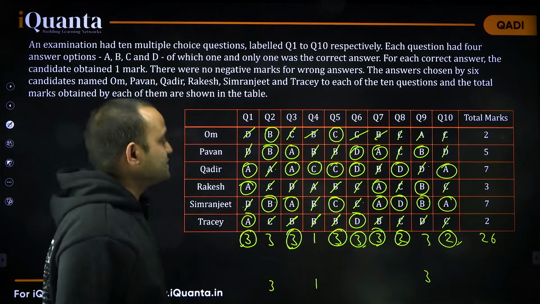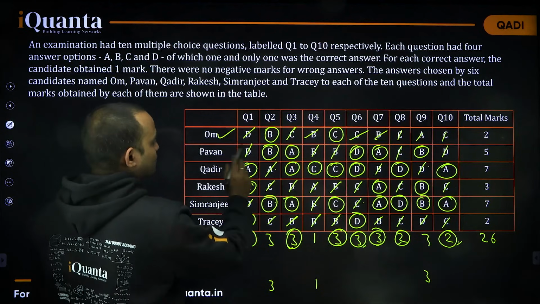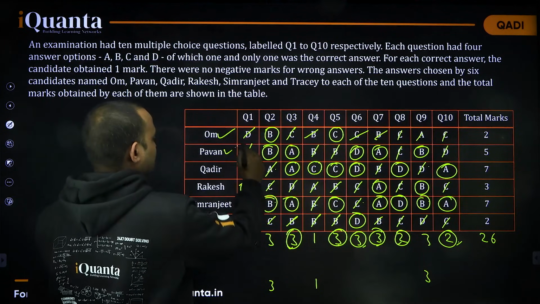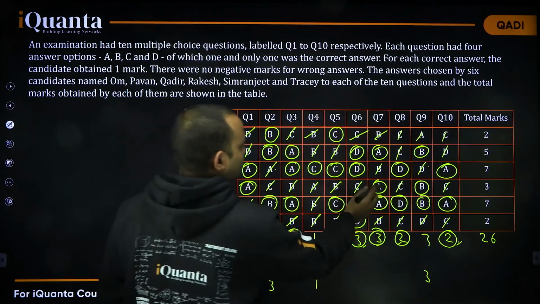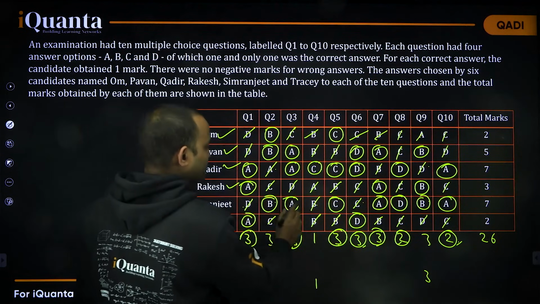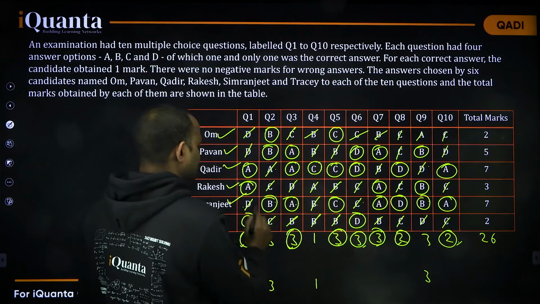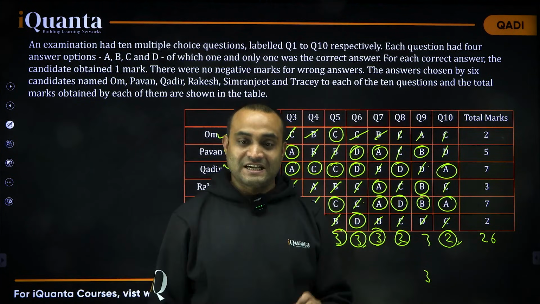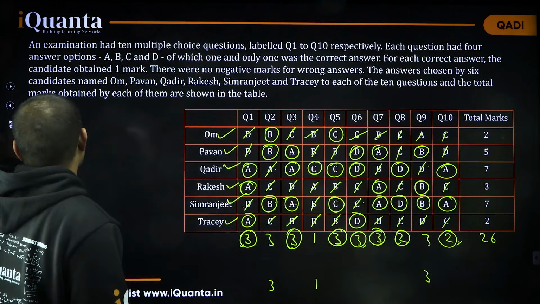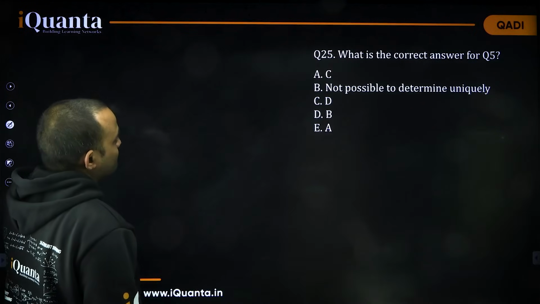Now if you check the responses, 1, 2, 3, 4, 5. 1, 2, 3, 4, 5, 6, 7. 1, 2, 3. 1, 2, 3, 4, 5, 6, 7. 1, 2. Everything makes sense now, right? So this is the correct case, this is the right case, and now we can solve the questions very easily.